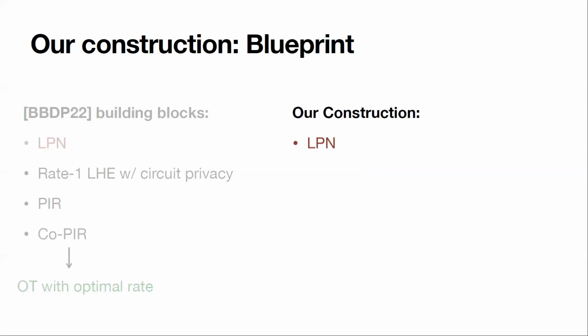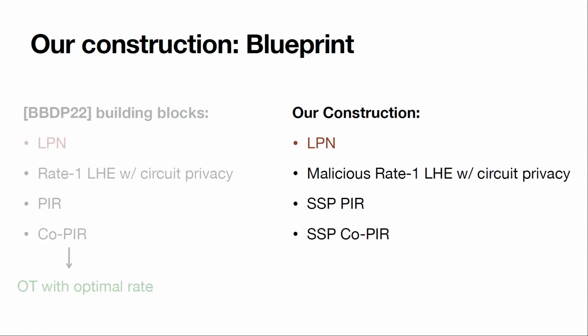Okay, for our construction, we still need the LPN assumption. And our first observation is that if we replace these building blocks on the left side by their statistical counterparts. So if we replace the rate 1 LHE by a malicious one with statistical circuit privacy, and if we replace the PIR and the co-PIR by their SSP variants, then the same transformation with a few tweaks here and there implies an SSP OT with optimal rate.